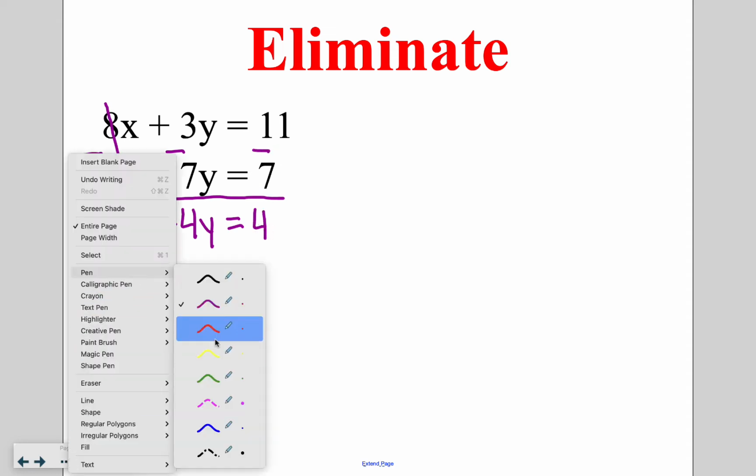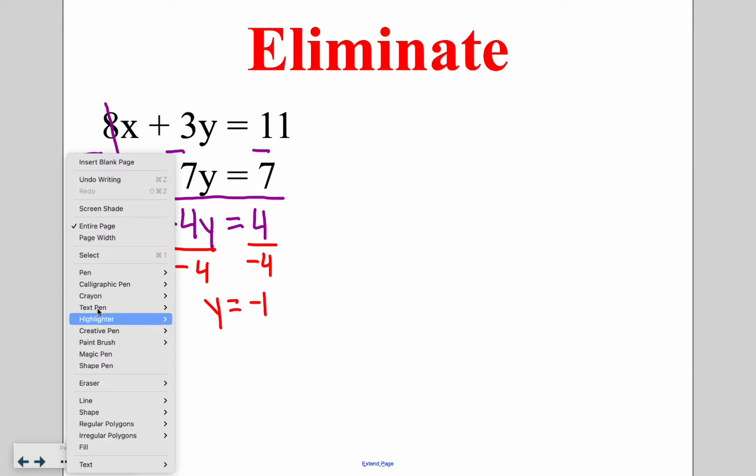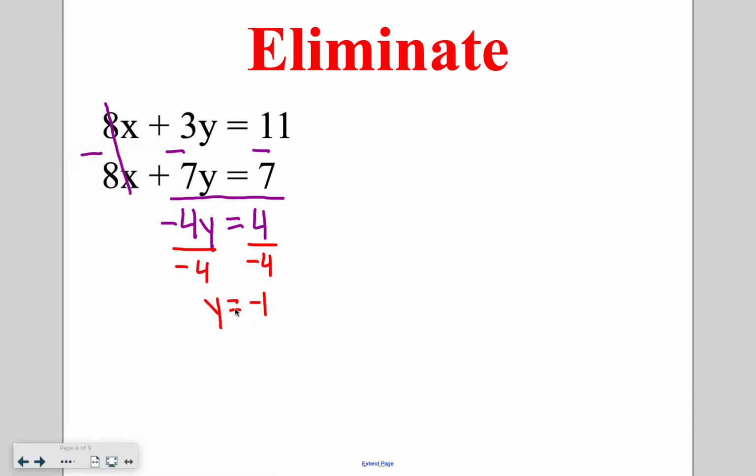So I've eliminated the x from the equation, and I now can continue to solve for y by dividing by negative 4 on both sides, giving me that y is equal to negative 1. Once again, that is only half of my answer, so I'm going to have to take that negative 1 and plug it back into the top equation or the bottom equation. I'm going to just pick the top.